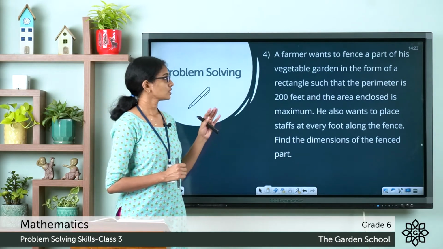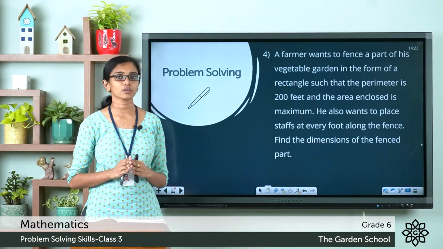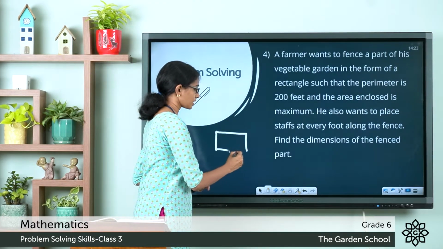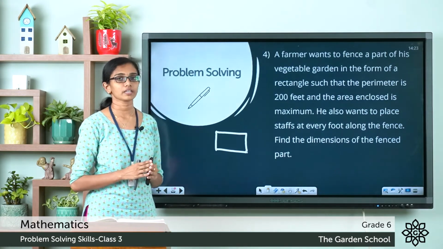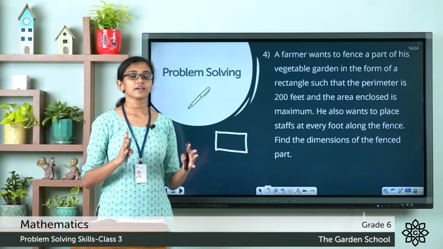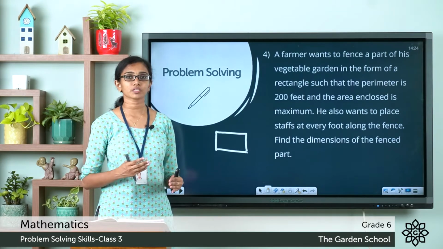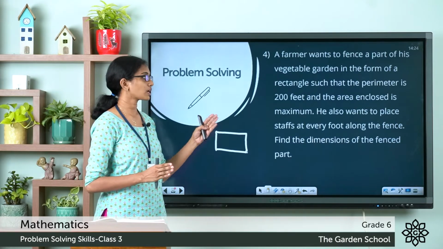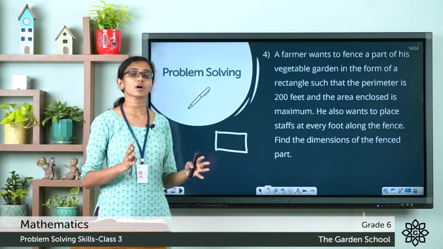Now, here it says there is this vegetable garden. This vegetable garden is in rectangular shape. So, there is this rectangular vegetable garden and the farmer wants to fence this garden. He is going to build a fence around this rectangular garden. So, to build a fence around this garden, we need to know the total length of its boundary, which is the perimeter. The perimeter is given in the question. It is given as 200 feet. The perimeter of this rectangular vegetable garden is equal to 200 feet.